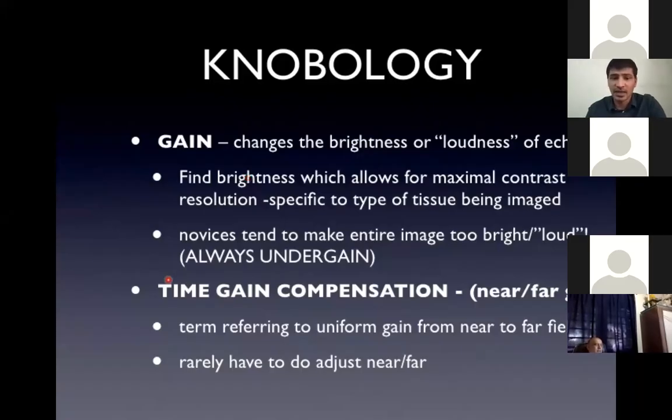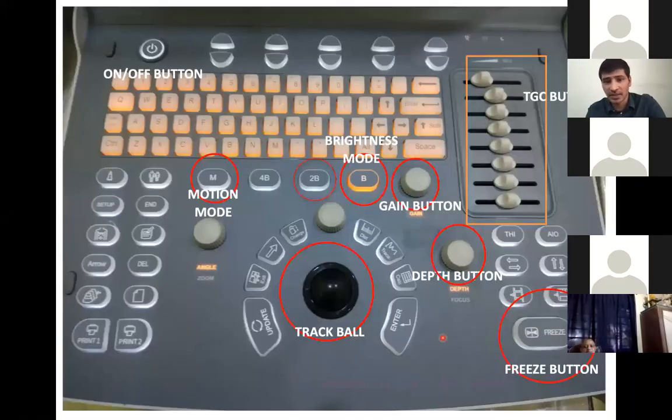Another is time gain compensation. It's something we adjust on the machine to get the proper image. I'm just skipping that. So these are the basic ultrasound machine control panels. Here, this is B mode that we are discussing today. This is the gain button that increases the brightness of the image. This is the depth button. You just need to see first, not all machines have the same settings. It may be different. Just understand that these things are really important.